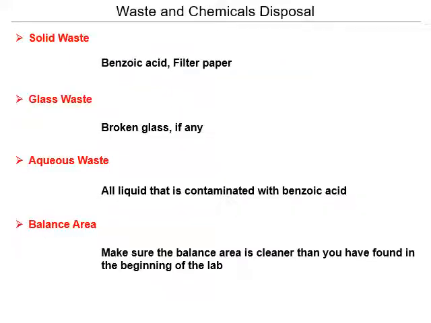And finally, we have waste and chemicals disposal. Solid waste, as you might imagine, is the benzoic acid itself, the crystals, and the filter paper that you use to filter it. And then there would be glass that you might have broken, for example if you broke the watch glass. Aqueous waste is all of the water and the impure benzoic acid in the water, and then you would make sure that the balance area is clean.